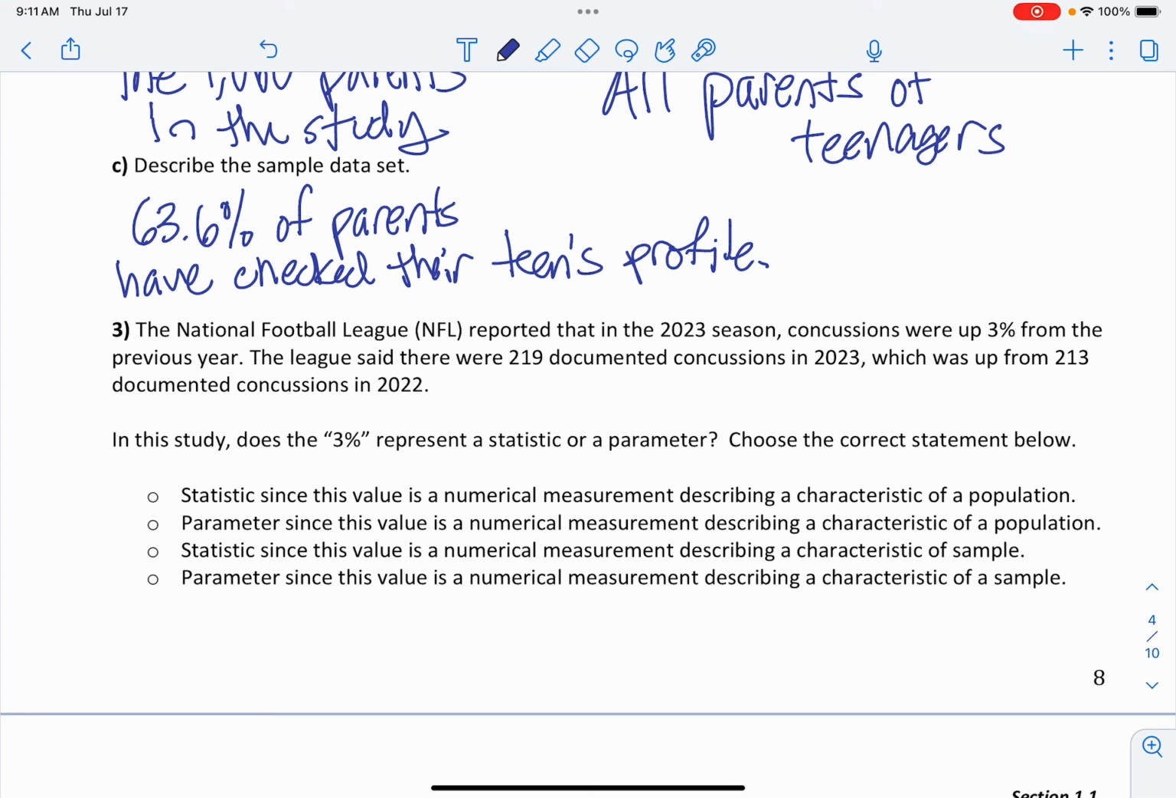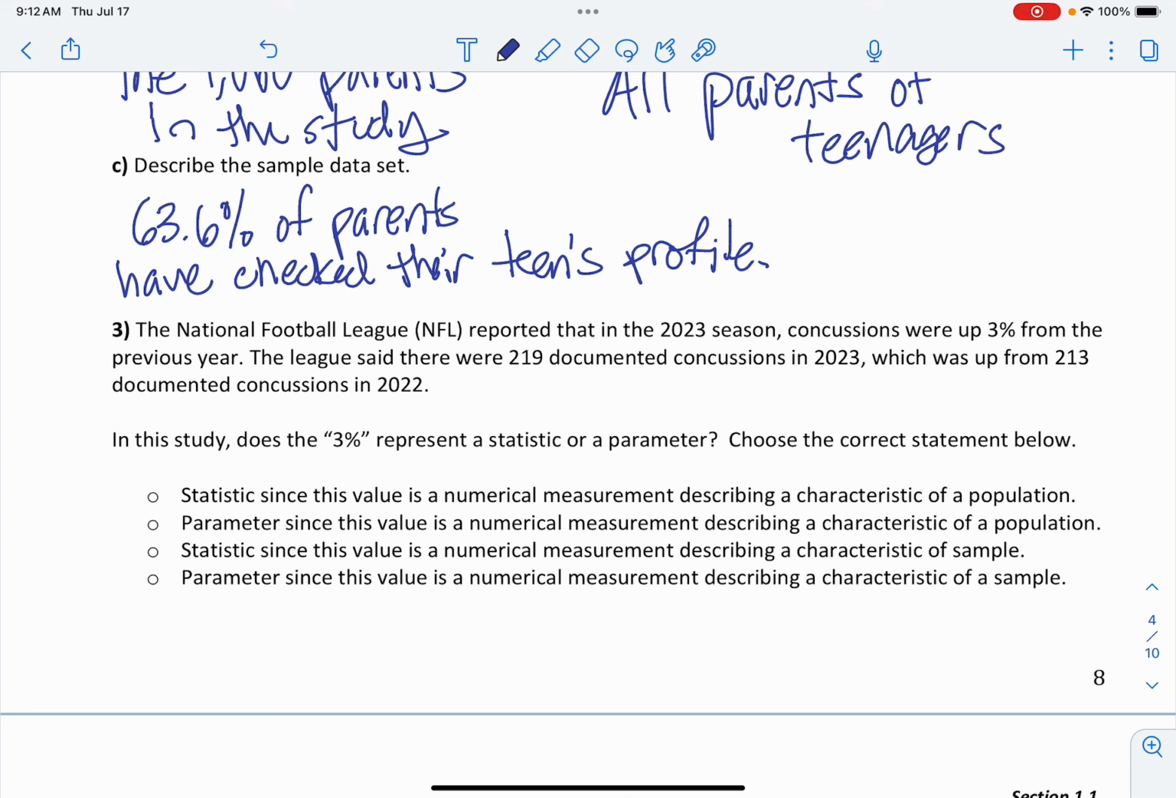So National Football League, concussions were up 3% from the previous year. The league said there were 219 documented concussions in 2023. Up from 213. Okay, so in this study, does the 3% represent a statistic or a parameter? So when you're looking between statistic and parameter, you have to decide, is this referring to a population or a sample? And notice in this problem, they're talking about all of the players in that 2023 season, right? It's not just a small sample of players, but we're talking about all players.